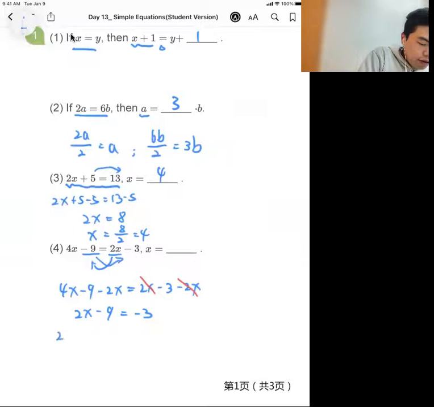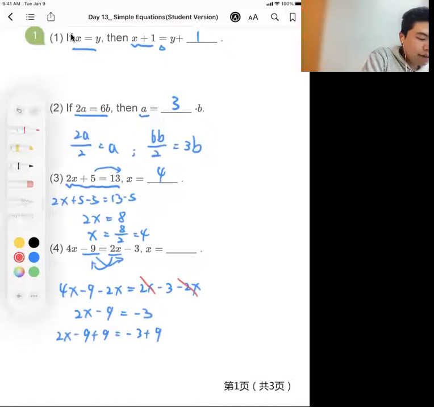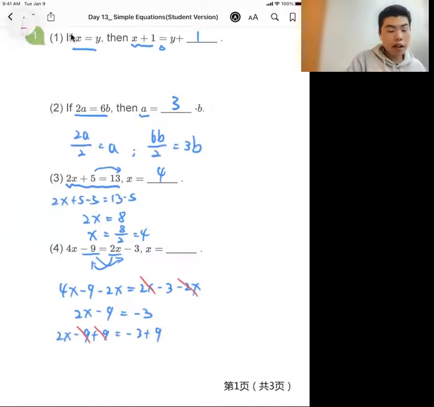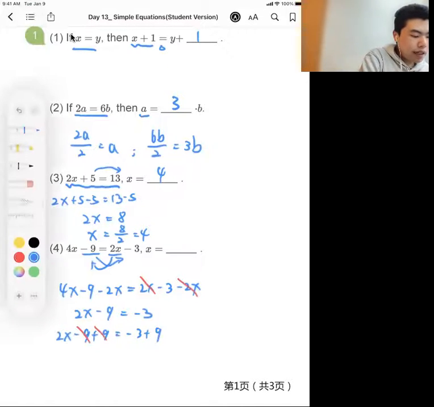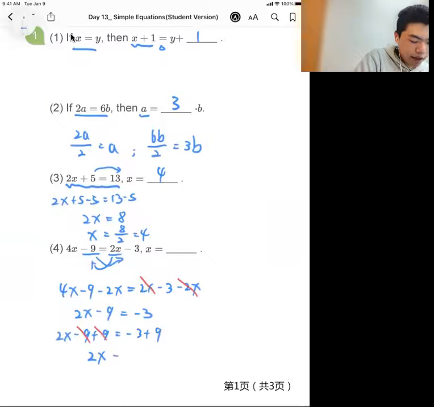So what we can do is add a 9 on both sides. The reason I'm adding a 9 is because I want to cancel out the 9 on the left-hand side. After we do that, we have 2x equals 6. On the right-hand side, we just have 9 minus 3, so that equals 6.